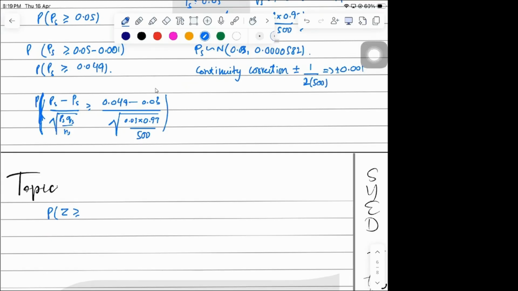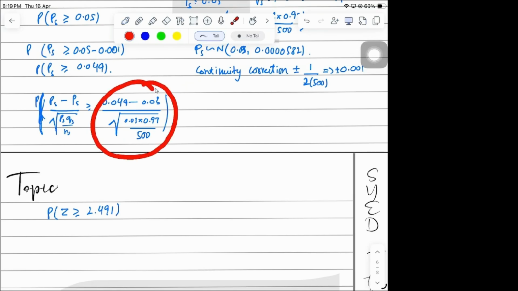Okay, what is the answer? You got 0.049 minus 0.03 divided by the square root of 0.03 multiplied by 0.97. It's 326.46. No, not at all. I'm getting 2.491. I put all the stuff inside the calculator directly. Oh, I didn't take the root of the 0.03 something. This is not good now.